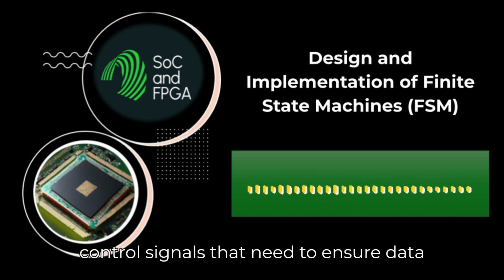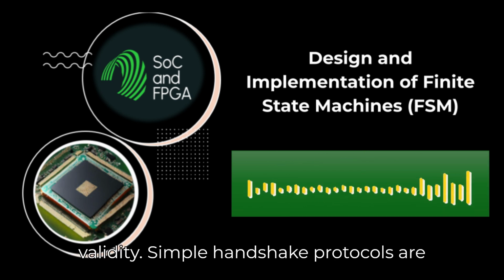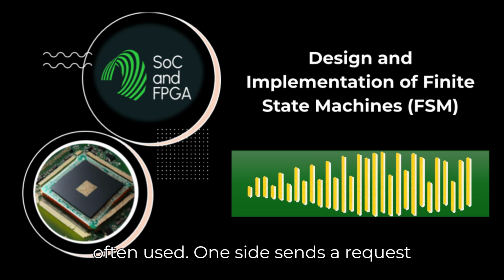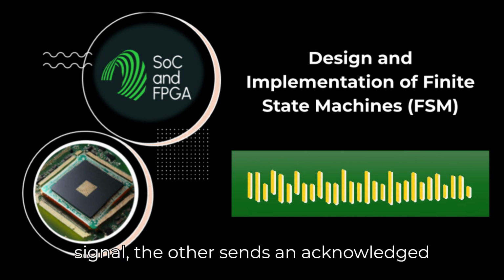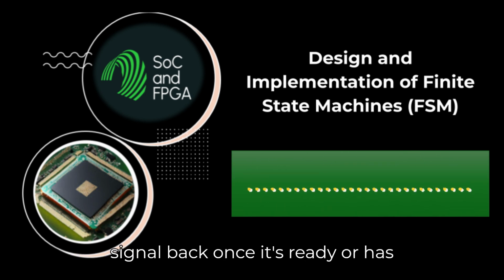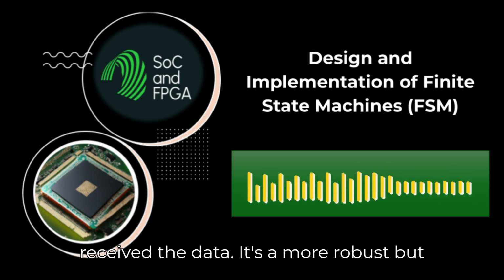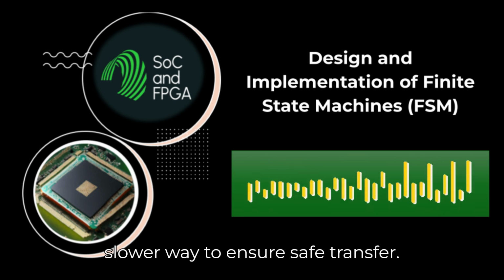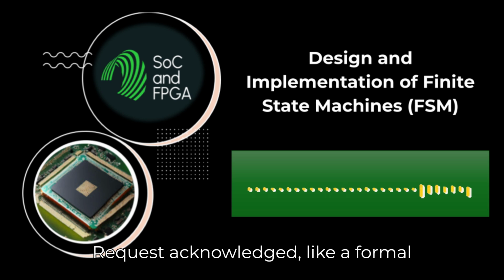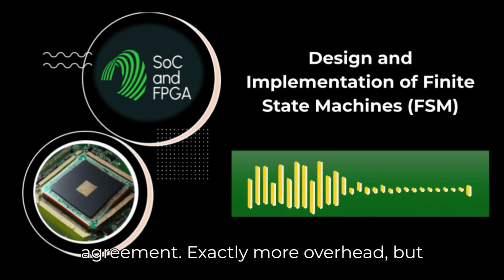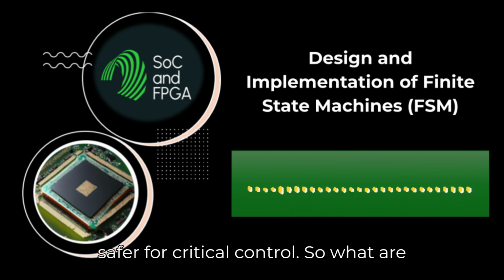For control signals that need to ensure data validity, simple handshake protocols are often used. One side sends a request signal, the other sends an acknowledge signal back once it's ready or has received the data. It's a more robust but slower way to ensure a safe transfer. Request acknowledge, like a formal agreement. Exactly. More overhead, but safer for critical control.